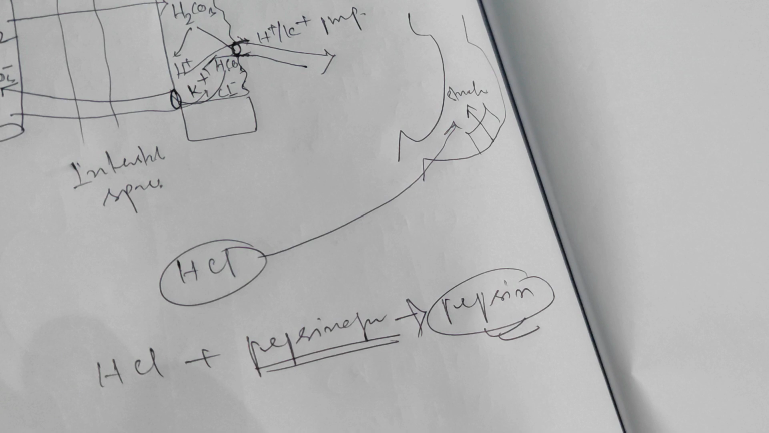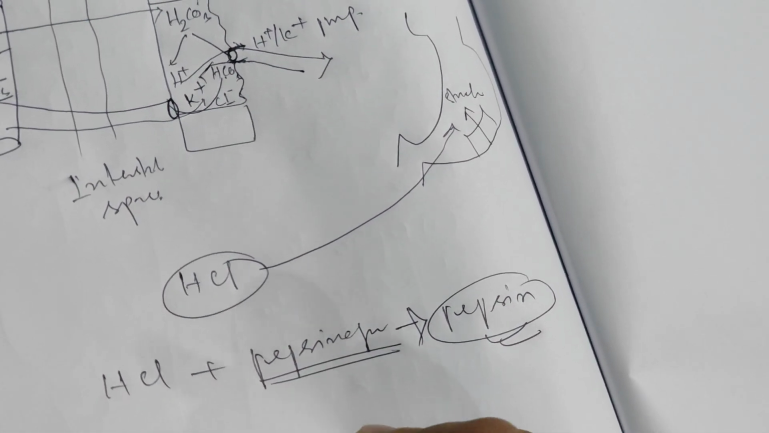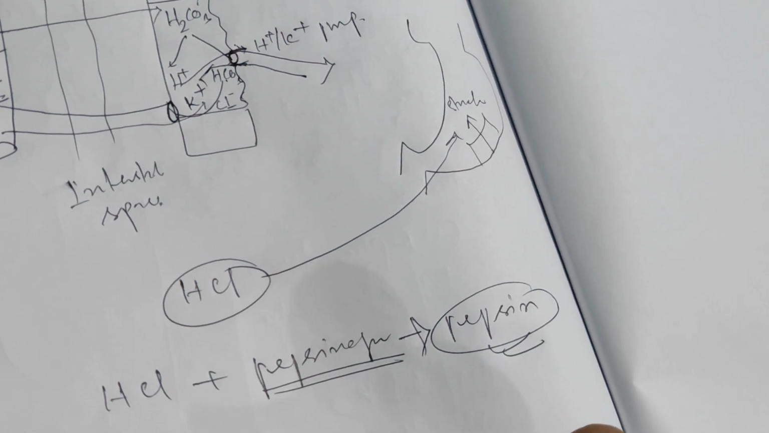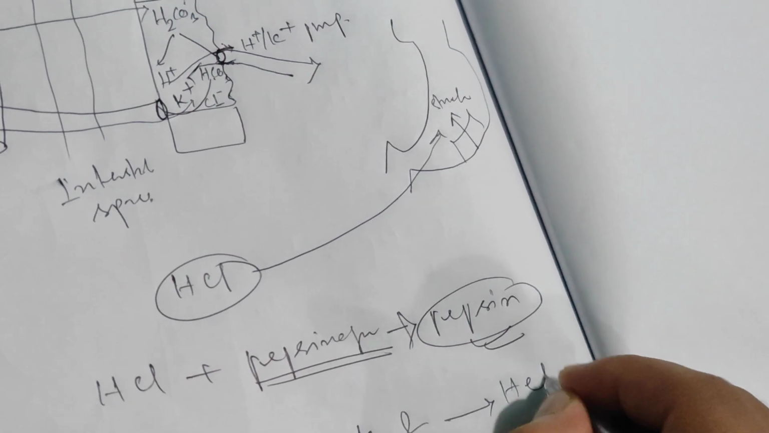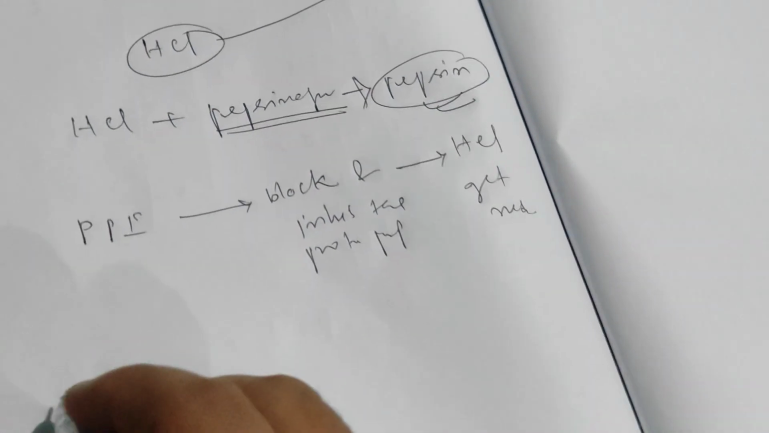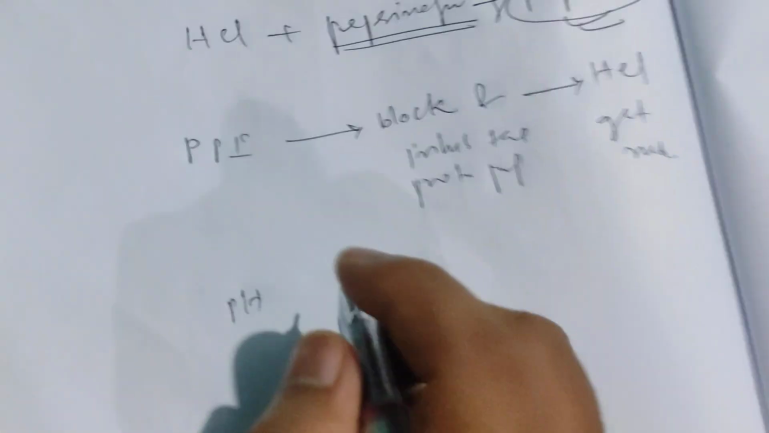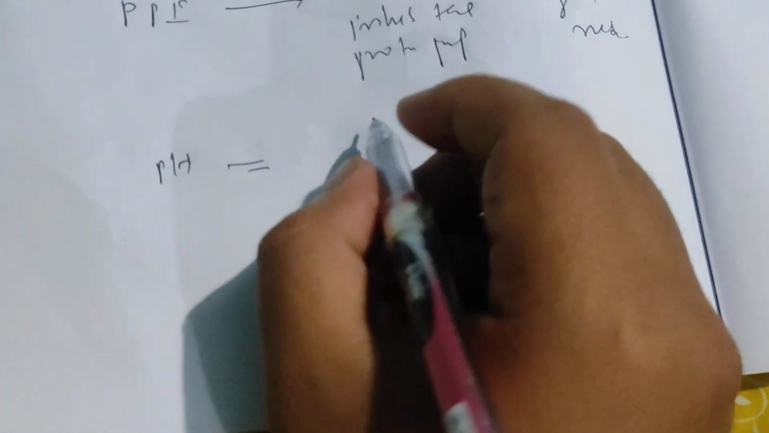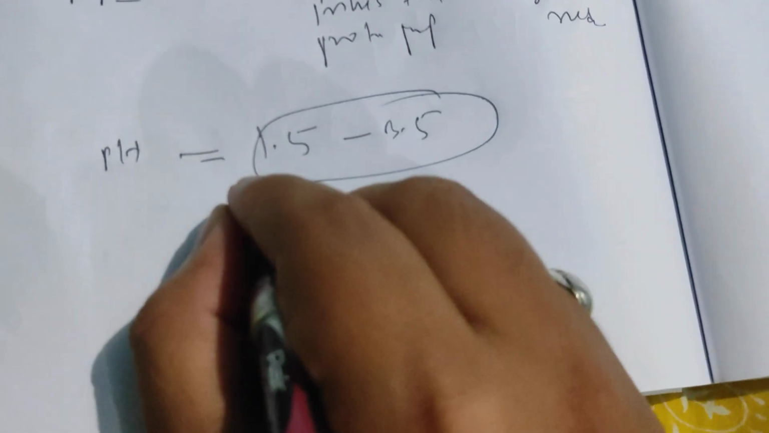Then PPI, these proton pump inhibitors, block and inhibit the proton pump, which I have said earlier, which leads to HCl being reduced. Normal pH of the stomach should be 1.5 to 3.5, in between this range.